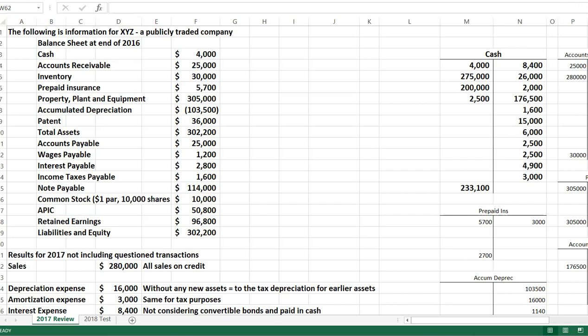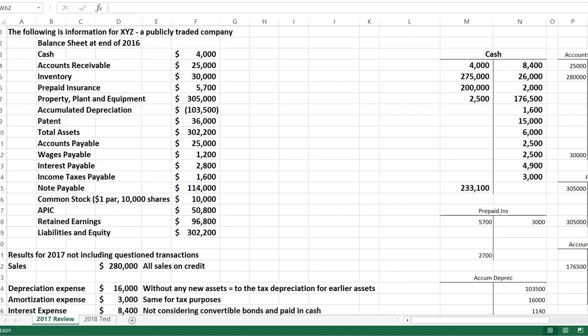correct. So this was what you were provided, this balance sheet at the end of 2016. So this is what we start with. These become our beginning balances in the T accounts to go forward in 2017. So cash, beginning balance would be 4,000. Accounts receivable, beginning balance would be 25,000. And of course, you've got to put it on the right side, the correct side, debit or credit, to make sure that it balances between all of them.